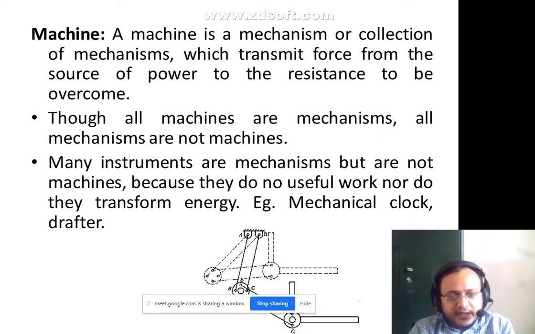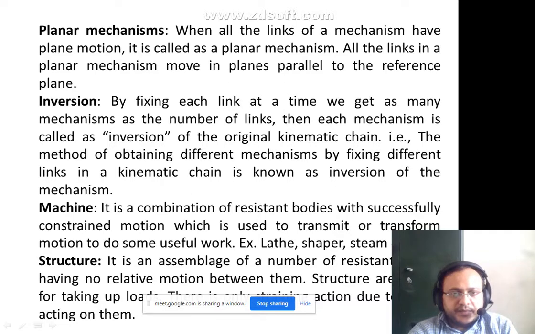A machine will be said to be a machine only when it is going to operate, but a mechanism does not have any particular source. It will just give some linkages and it will just have the motion. For example, many instruments are mechanisms but not machines, because they do not do some useful work, or they cannot go for transformation of energy. For example, a mechanical clock or a drafter. Okay, so just we'll go with the differences.